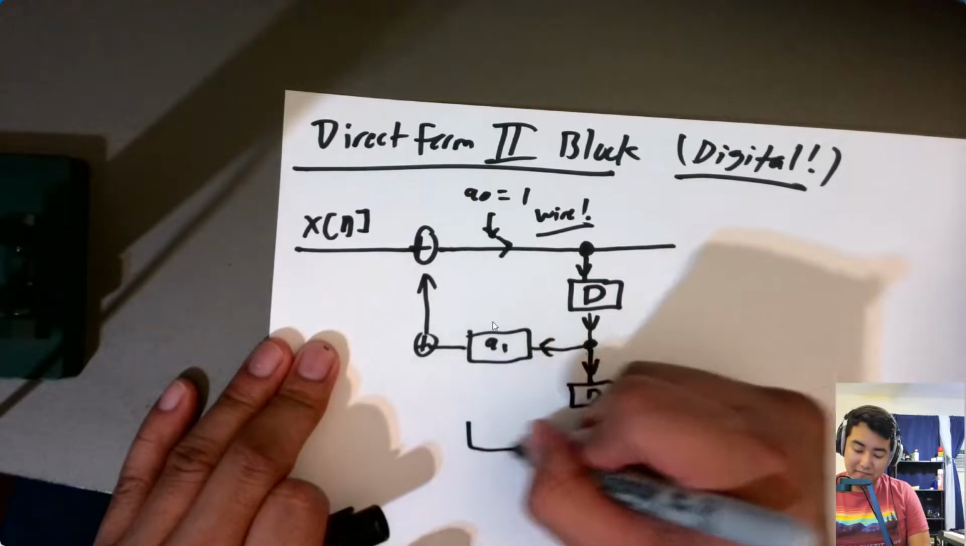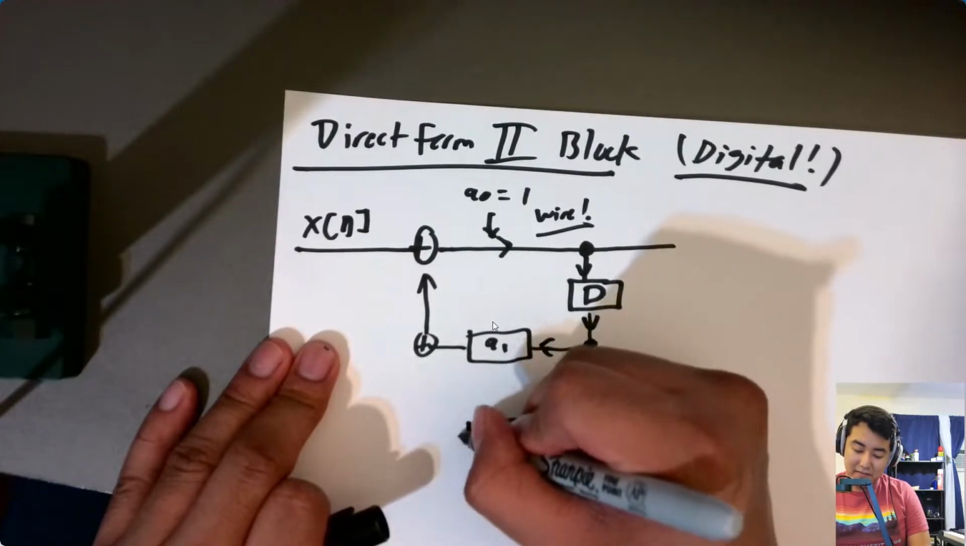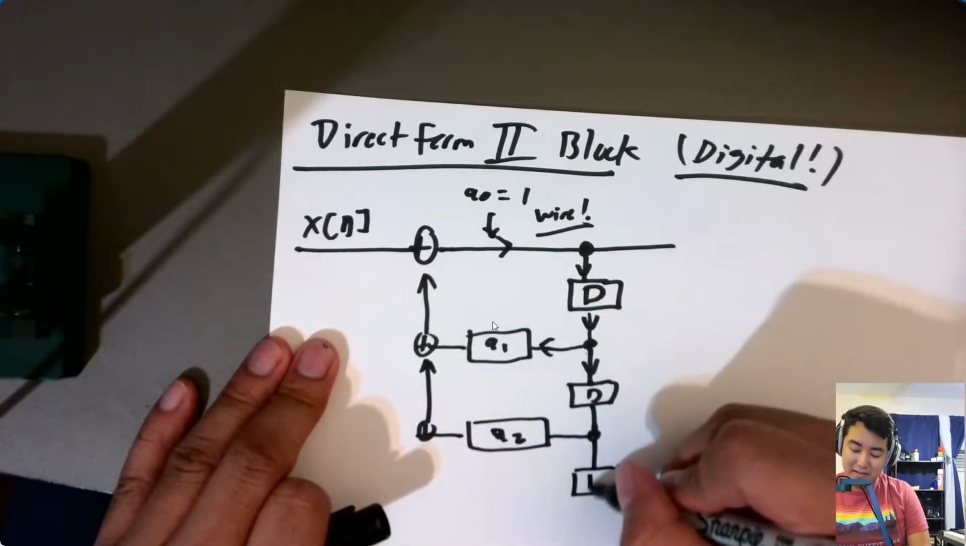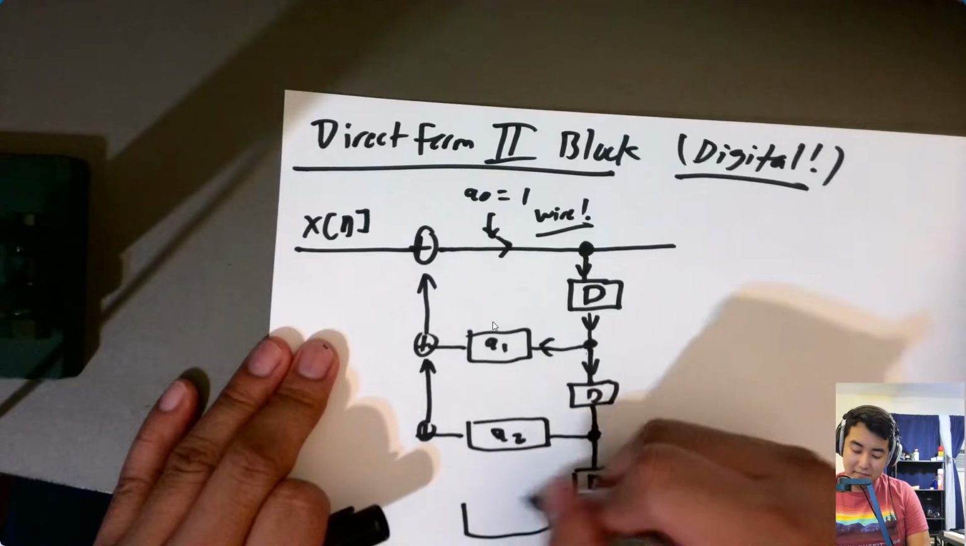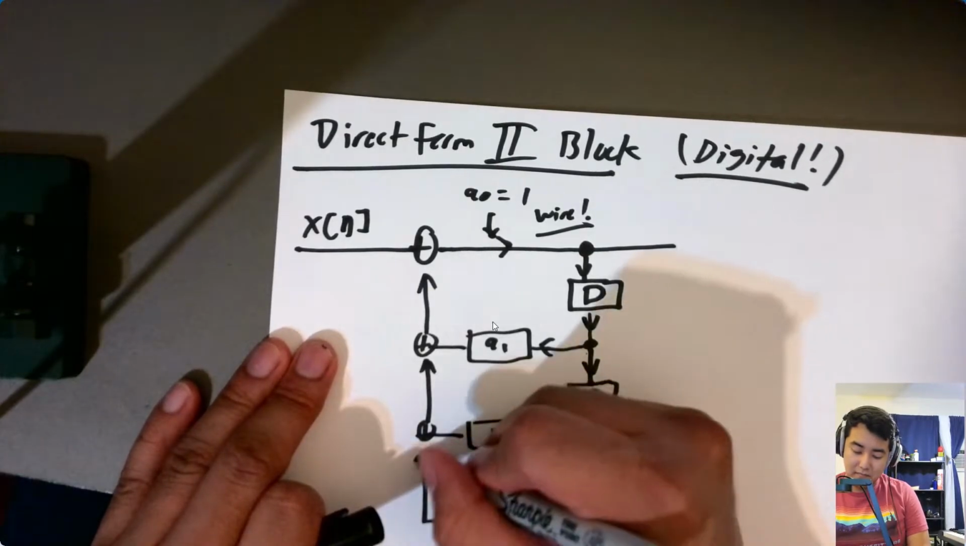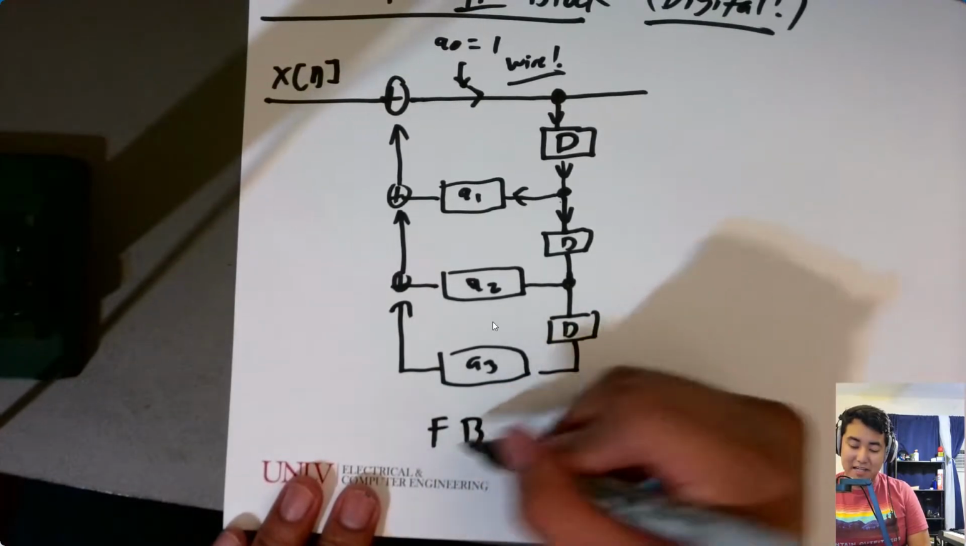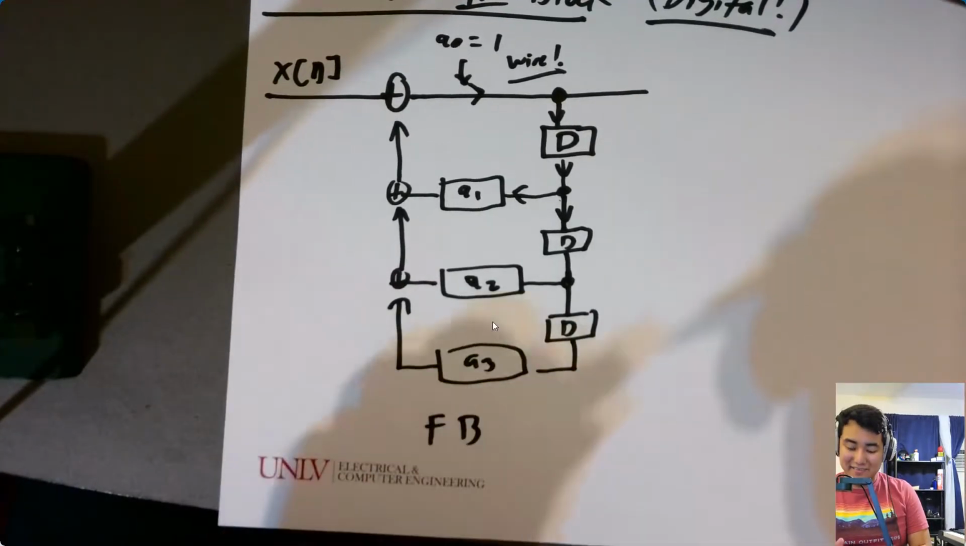Node A of 2, and then D. There we go. And that right here is your feedback path. You understand?